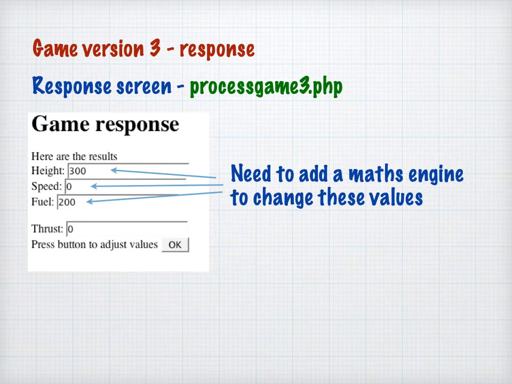What will happen is that when you enter a value into the thrust field, that's going to change the height, the speed and the fuel, and there's a little bit of calculation that goes on. This is like the magic sauce behind the game that makes the game work. And the way that we do that is just by adding 4 lines of code into the page.